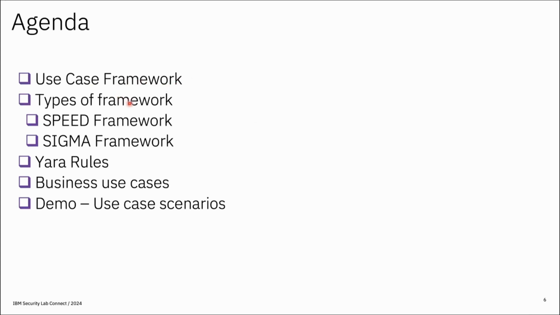We will begin by discussing different types of frameworks. Specifically, we will dwell into the SPEED framework, which provides structured guidelines for log source detection and consistent naming conventions. Then the Sigma framework, which is known for its flexibility and adaptability across various SIEM systems. Additionally, we will cover Yara rules, a powerful tool used for malware identification through predefined patterns.